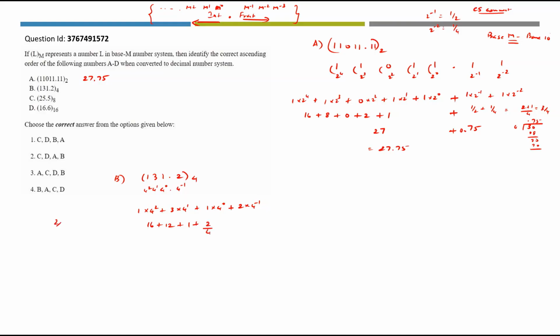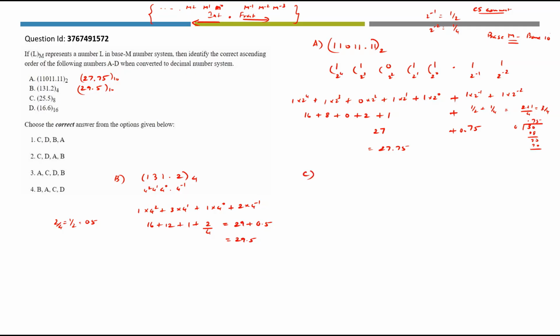What is 2 by 4? It is 1 by 2. What is 1 by 2? It is 0.5. 16 plus 12 will give you 28. 28 plus 1 is 29, plus this 0.5. Overall you will have 29.5. So this is 29.5, if you want to represent it, you can use the decimal number system which is base 10.